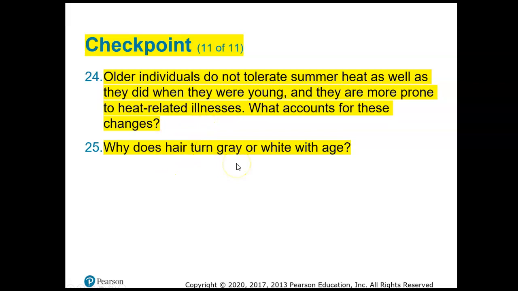And why does the hair turn gray with age? Because the melanin production declines with age.